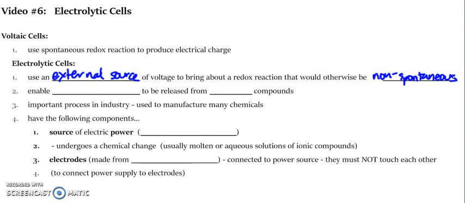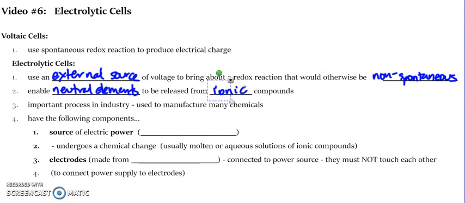It enables neutral elements to be released from ionic compounds. So an important process in industry, it's used to manufacture many chemicals. They have to have the following components though.